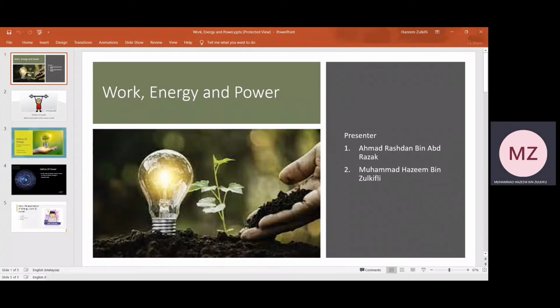The second one is potential energy. Potential energy is when an object can store energy as the result of its position.